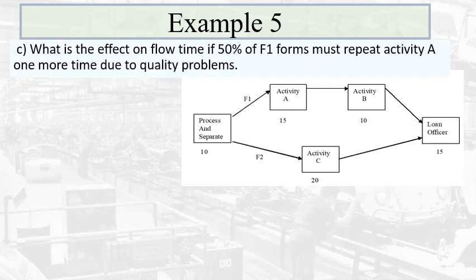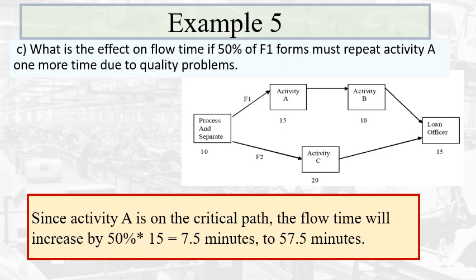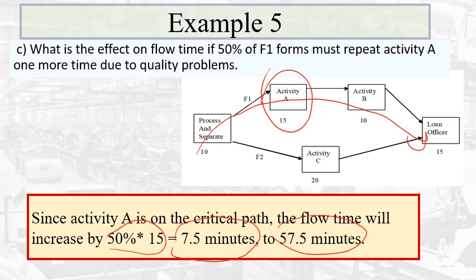So now they're asking us what happens if activity A is repeated 50% of the time. So we take 50% of 15, so we have 7.5 minutes additional time added to the actual process time. And the process time was 50, so plus 7.5, we end up with 57.5 minutes.